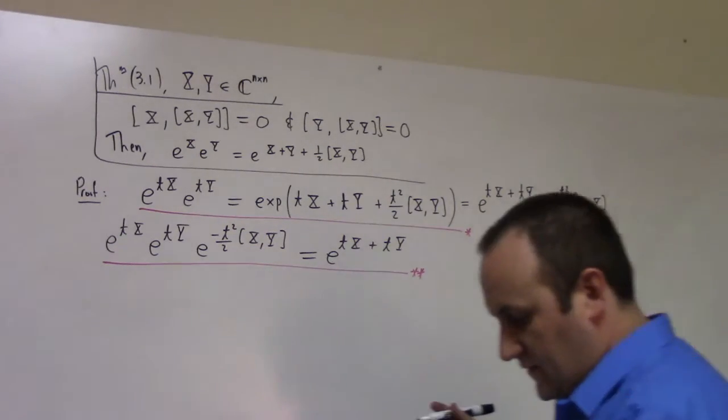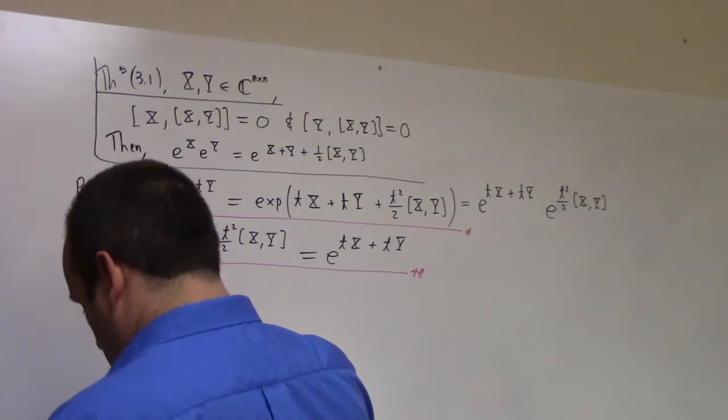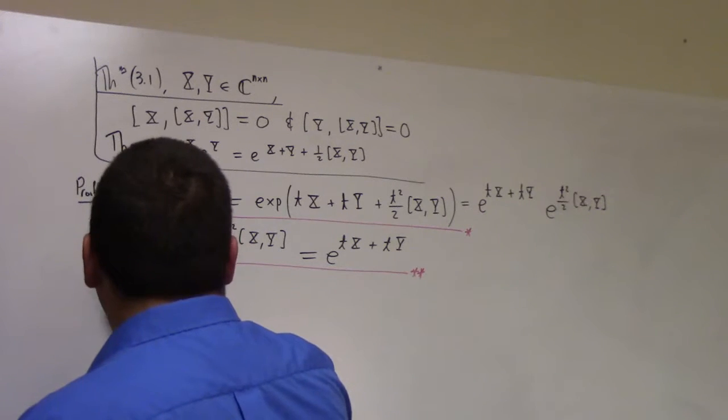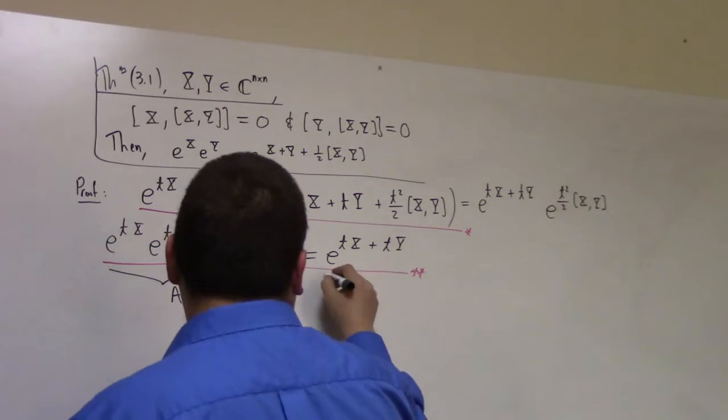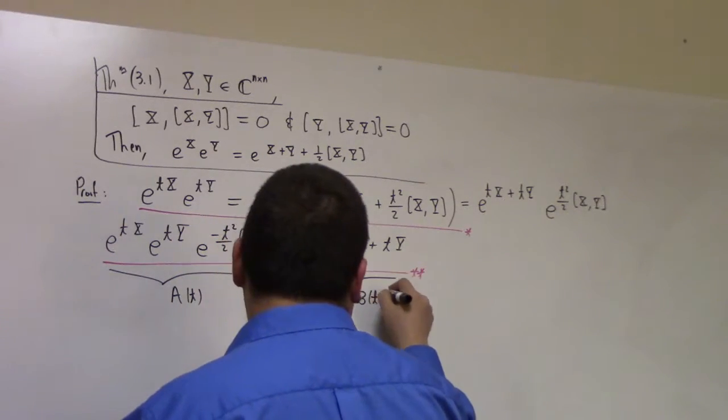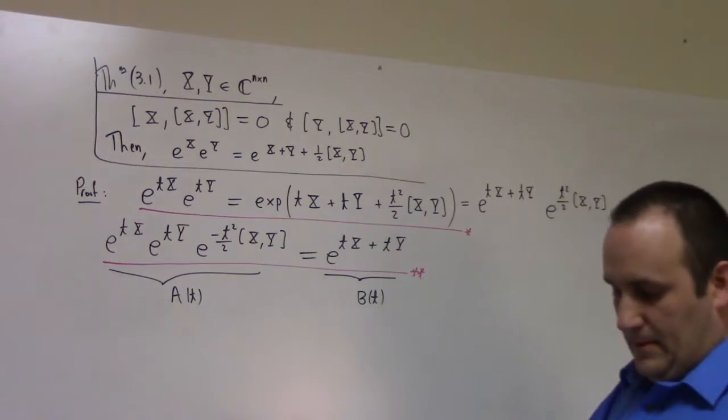So what he says is to just do some name calling. What we're going to do is call the left-hand side of this A of t, and we'll call the right-hand side B of t.